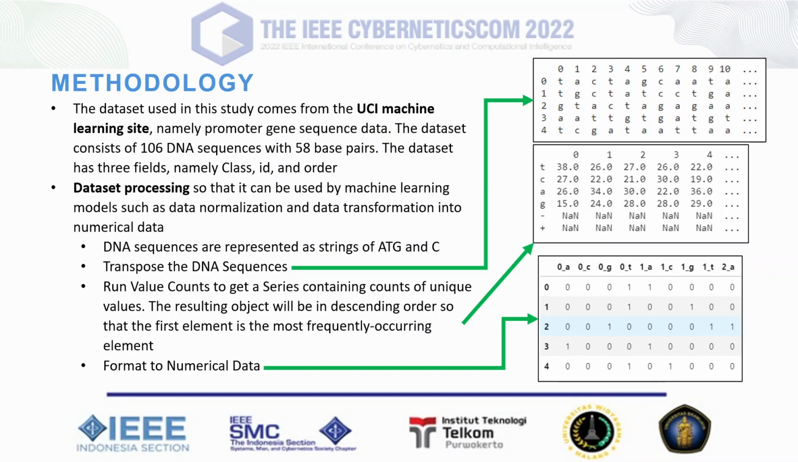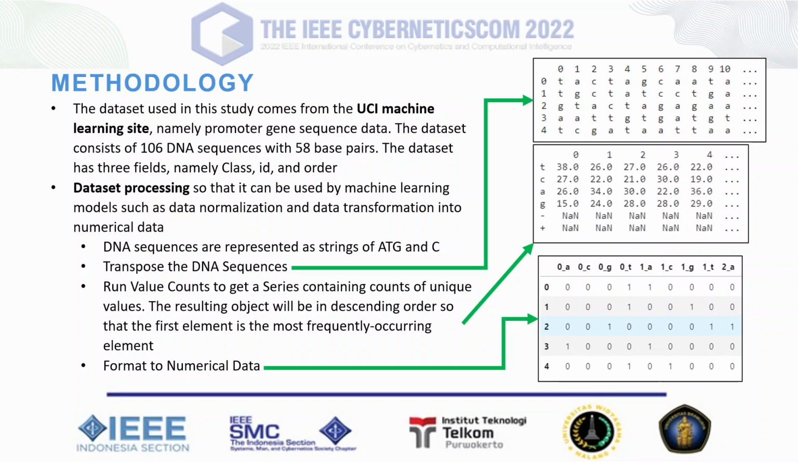Methodology. The dataset used in the study comes from the UCI machine learning site, namely promoter gene sequence data, and the dataset consists of 106 DNA sequences with 58 base pairs. The dataset has three fields, namely class, ID, and other. Dataset processing is needed so that it can be used by machine learning models, such as data normalization and data transformation into numerical data.